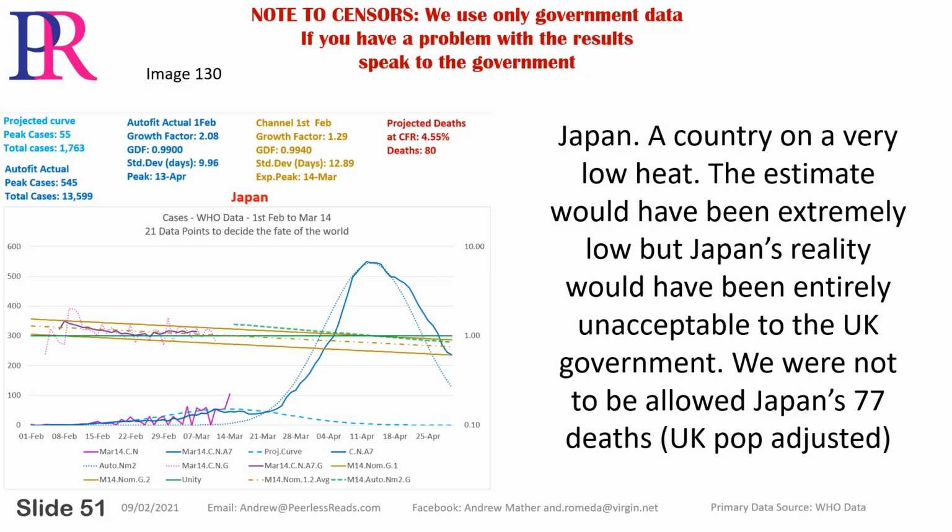Japan, a country on a very low heat. The estimate would have been extremely low, but Japan's reality would have been entirely unacceptable to the UK government. We are not to be allowed Japan's 77 deaths, UK population adjusted.